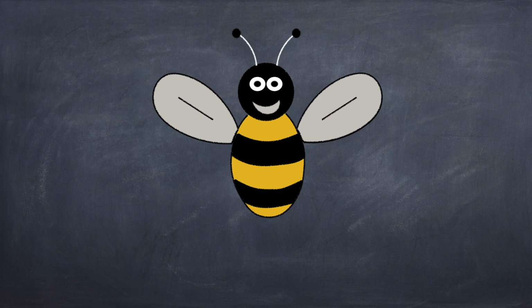Now our bumblebee needs 6 legs because bees are insects and all insects have 6 legs. You can just draw 6 little lines like this. 1, 2, 3, 4, 5, 6.